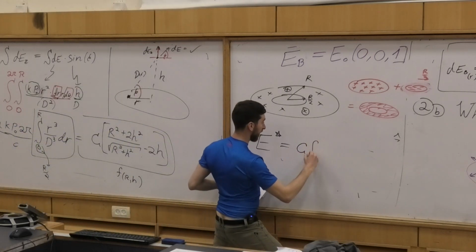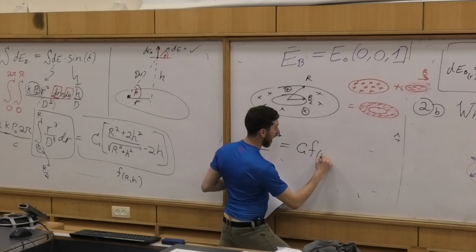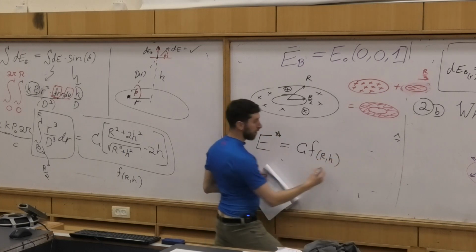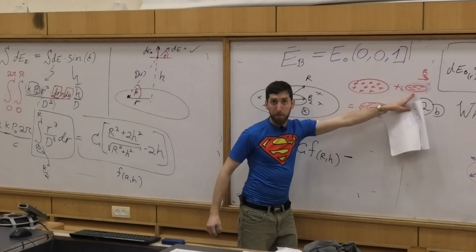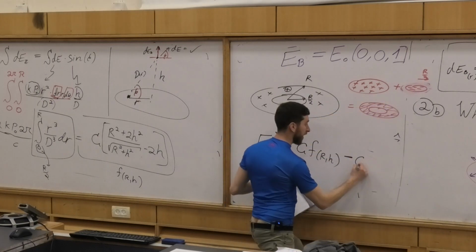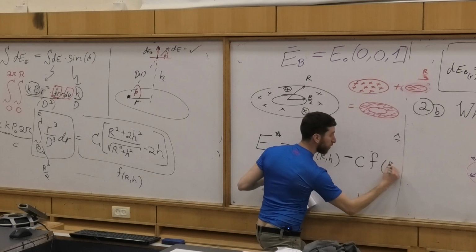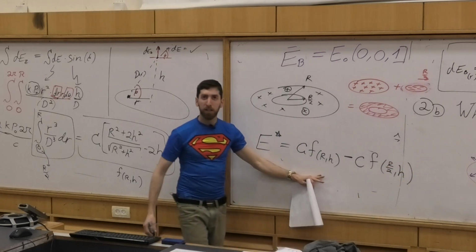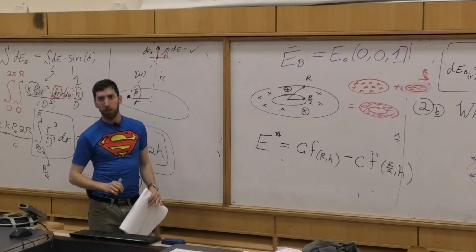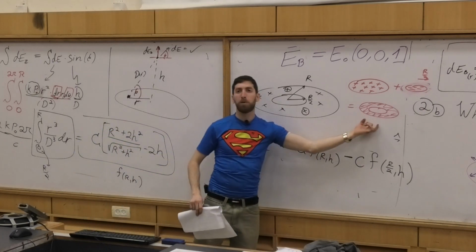It's C, F, R, H, right? Minus, the minus came from the charge. I put here a minus charge right now. Minus C, F, R over 2. It's a smaller flower with the same height. Okay? And you're done. You solve the question. So this is the concept of the superposition.